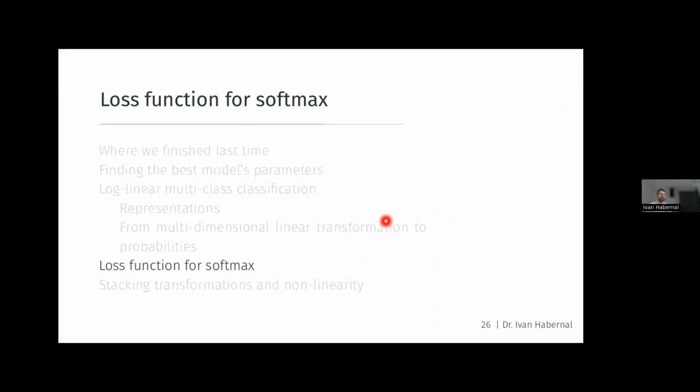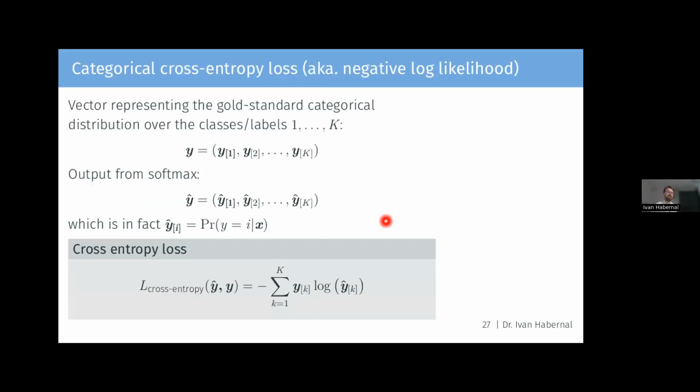So we have a softmax, great. We're going to plug the softmax in somewhere, that's for sure. But we had a loss function for the sigmoid. What was the name again? Binary cross-entropy, right? It was a loss function with two logarithms and things like that. But what are we going to do for the softmax? Well, we're going to use a categorical cross-entropy, also known as negative log likelihood.